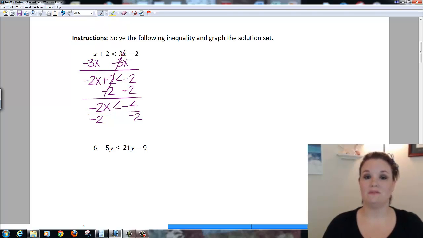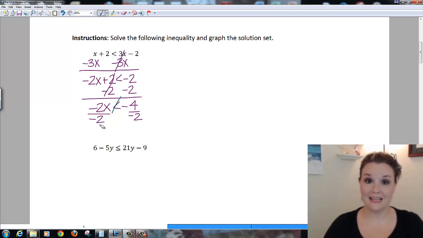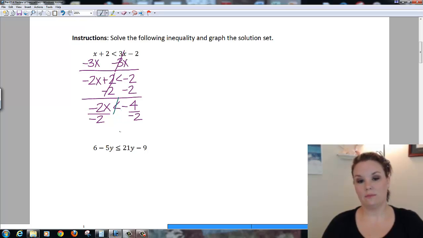Now remember, I'm dividing by a negative. When I divide by a negative, that flips my symbol. So the way that I remember is I always draw a line through my symbol. I slash it out so that when I rewrite my new step, I remember to reverse it. So this leaves me with x is now greater than positive 2.